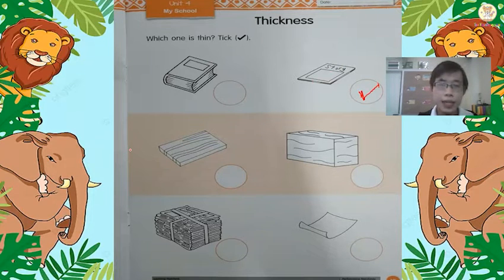Next, you can see that there are two books. You can see that the left one is thin, while the right one is thick. That's why we need to put a tick on the left one. And the last picture, you can see that there are a pile of newspapers and one piece of paper. A pile of newspaper is thick, while one piece of paper is very thin. That's why we need to put a tick on the right side.